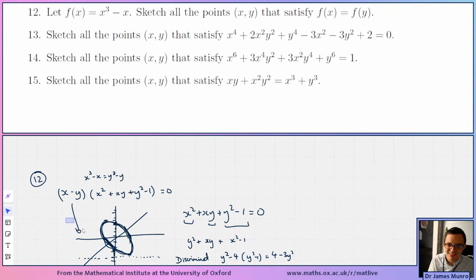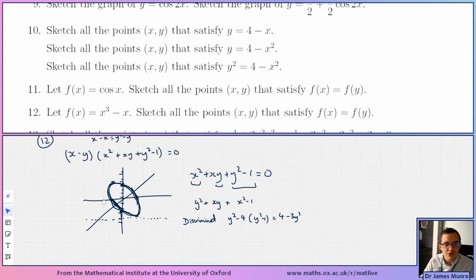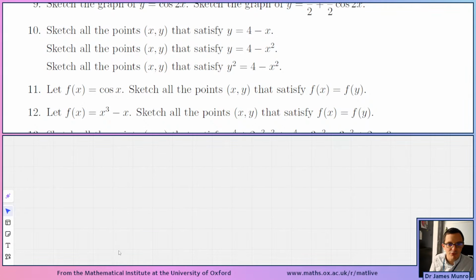Right, okay. That's the sheet. There was some vote for 10 as well, which I saw briefly. Let's go and talk about 10. There's 10. So 10 wants 4 minus x and 4 minus x squared, which I'm sure you can do, and then surprise, it says y squared equals 4 minus x squared.